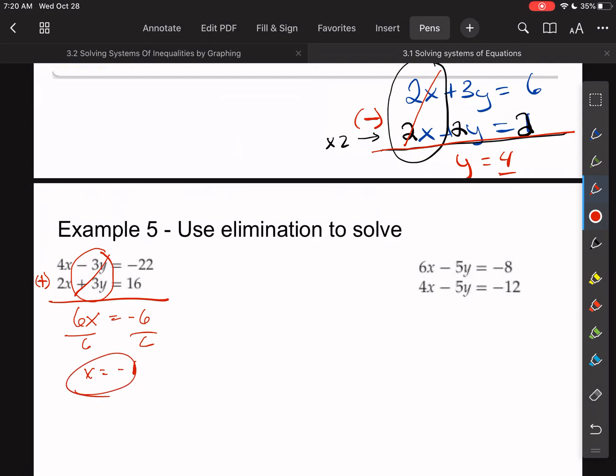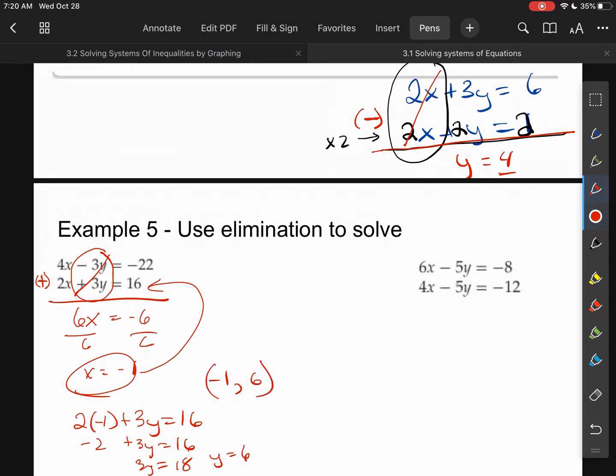Now that I have x is equal to -1, I can plug it back in. I'm going to plug it back into that guy. So 2 times -1 plus 3y is equal to 16. This is -2 plus 3y equals 16. Add 2 to both sides, I get 3y is equal to 18. Therefore, y is equal to 6. So the solution, let's just do the xy coordinate, is -1, 6. If you graph these on Desmos, you should see that these two graphs cross right there at -1, 6.